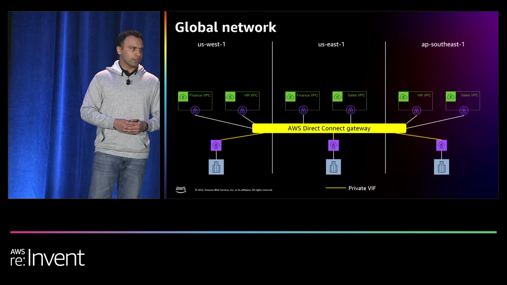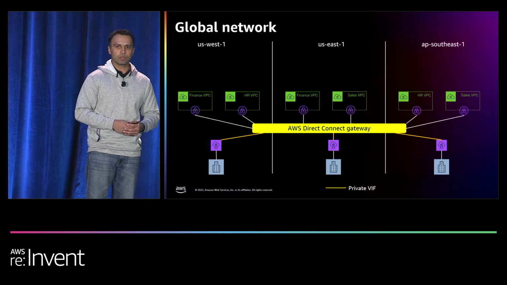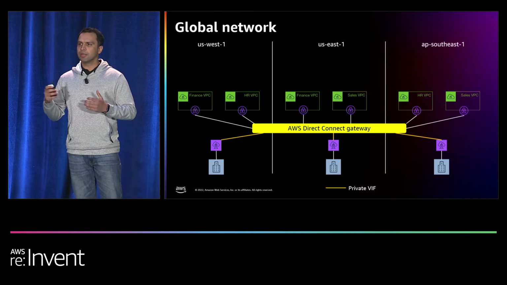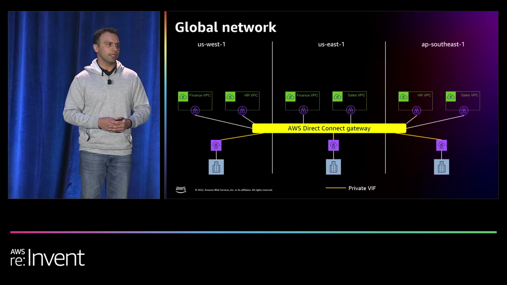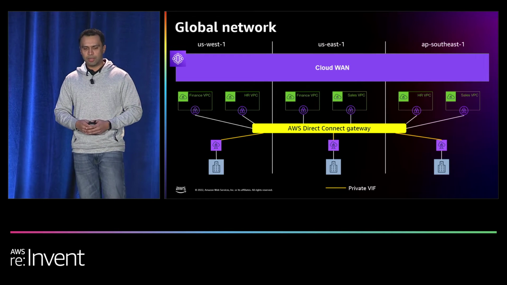Now, this part of the architecture takes care of your north-south connectivity. The VPCs can talk to on-prem. So the next gradual step is to start connecting the VPCs themselves, providing east-west connectivity. For that, we are going to be using Cloud WAN.